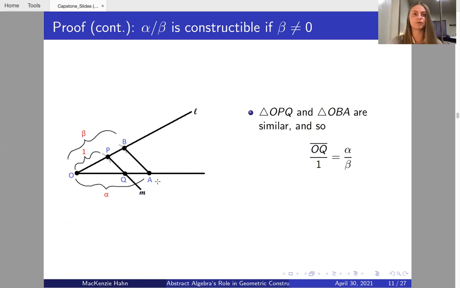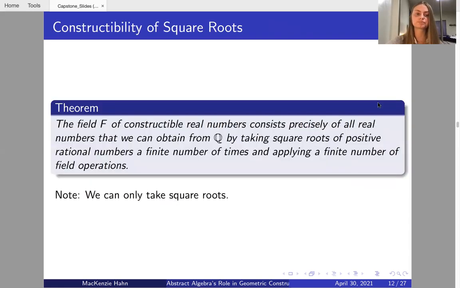The only difference is that we are drawing in this line segment BA, and we are constructing a parallel line M through the point P that is parallel to the line segment BA, and that line M is going to intersect OA at the point Q. Again, for similar reasoning as above, we can find that triangle OPQ and triangle OBA are similar, so their sides are proportional. That means that the line segment OQ is equal to alpha divided by beta. So we have that that is constructible as well.